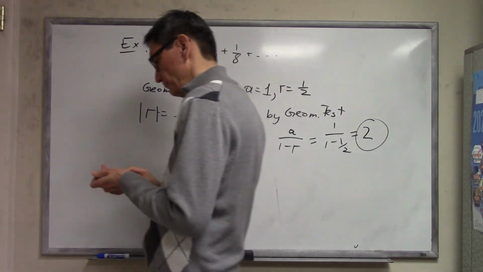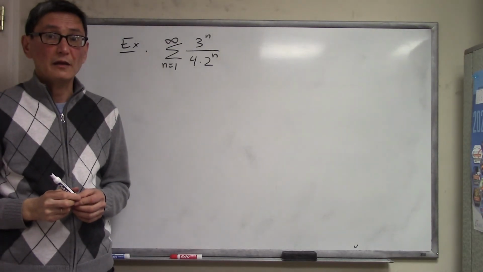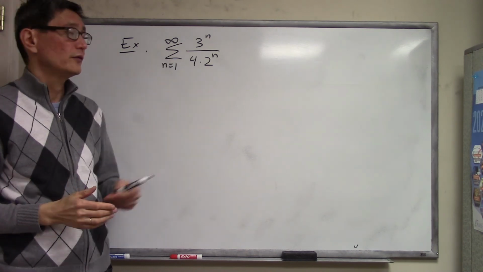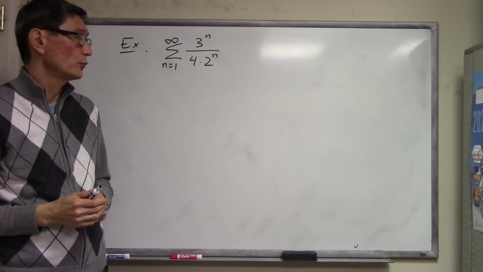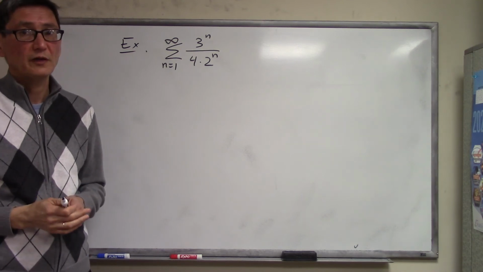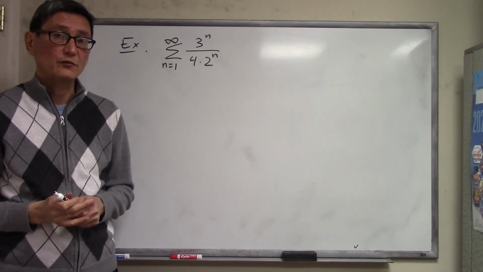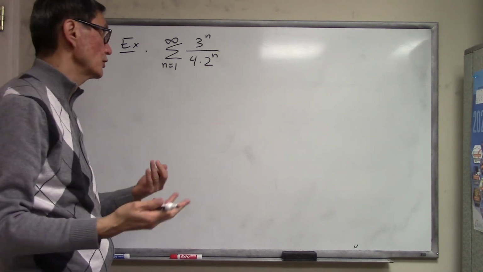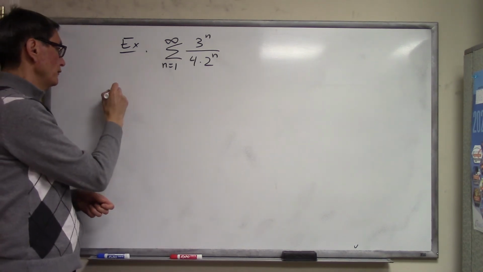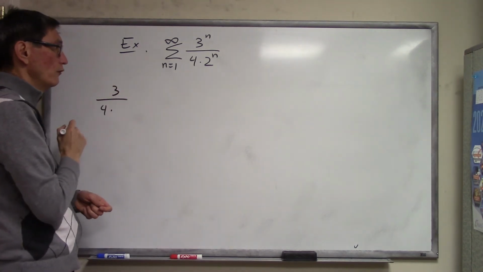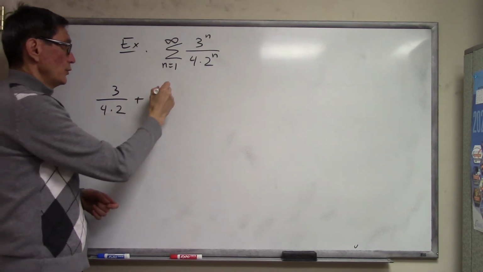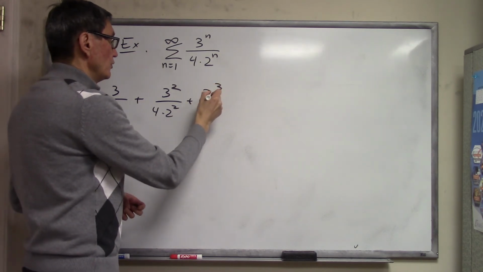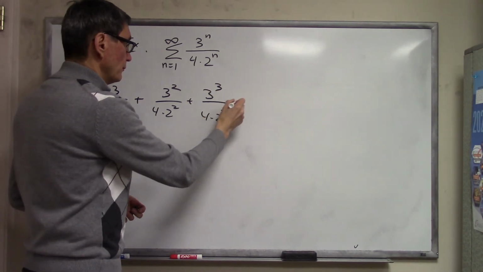Let's run another example. Here we have an infinite series given to us in sigma notation, 3 to the n over 4 times 2 to the n, from n equals 1 to infinity. And we want to determine whether the series converges or diverges, and converges to what. What we'll do is write down a few terms to realize what kind of series we're talking about. When n equals 1, we get 3 over 4 times 2, plus the next one, 3 squared over 4 times 2 squared, plus 3 cubed over 4 times 2 cubed.